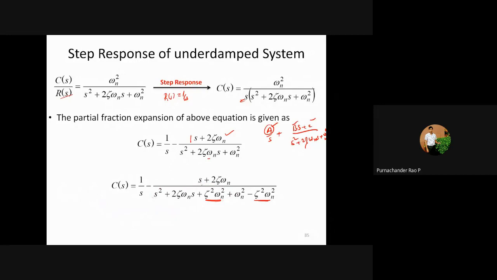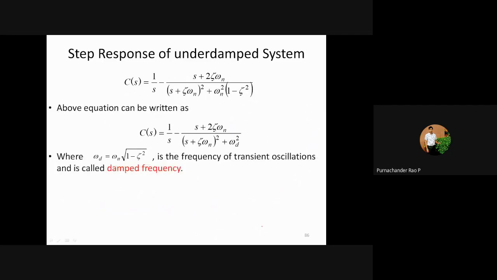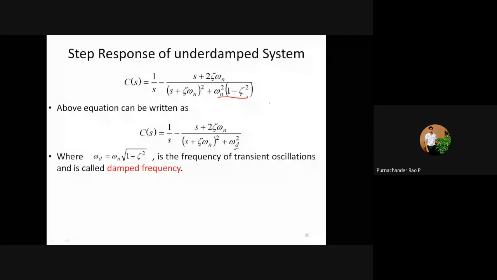So this response is going to be 1 by s. The numerator is the same, but here the denominator is (s plus zeta omega n) square, and from the remaining terms we take omega n square common. So you are going to get omega n square into (1 minus zeta square). This is the same response. Then if you arrange this with omega d, omega d is equal to omega n into root of (1 minus zeta square). This omega d is called the damped frequency.